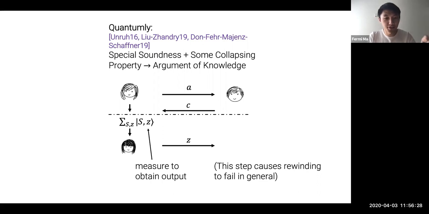Without loss of generality, the second stage adversary just does a measurement, gets a classical string, and returns it. And doing this measurement is the step that causes rewinding to fail in general. Because this measurement disturbs the state, how do we rewind the adversary? We want to rewind it and try again on a different C, so we want to apply some kind of unitary to undo what the adversary just did. But once you do a measurement, that's not reversible.